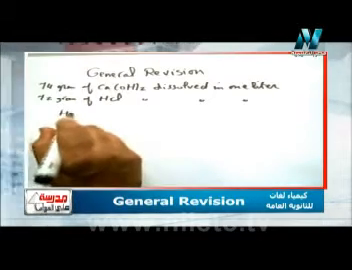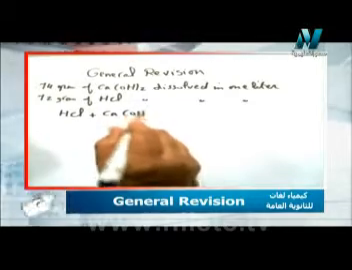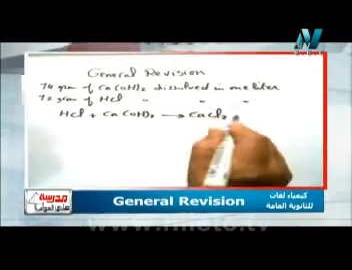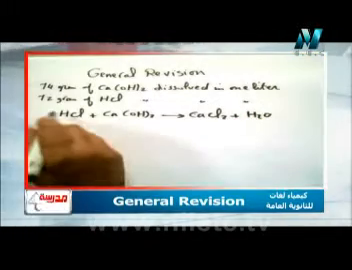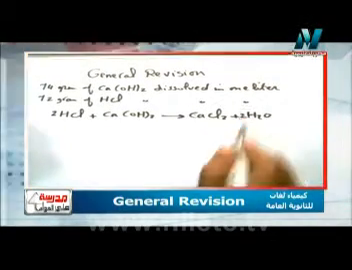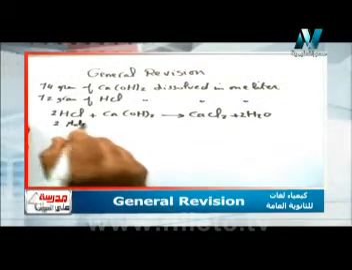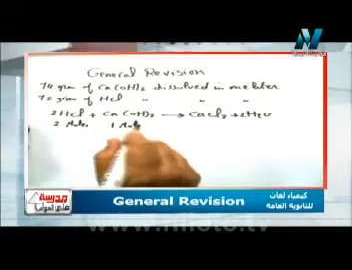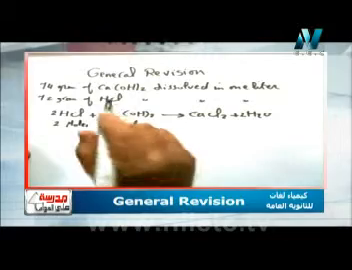HCl and calcium hydroxide give calcium chloride plus water. I said the balanced equation, so 2 because the calcium is divalent, and 2 for water. In this reaction, 2 moles of HCl react with 1 mole of calcium hydroxide. So we want to know the number of moles in each one.